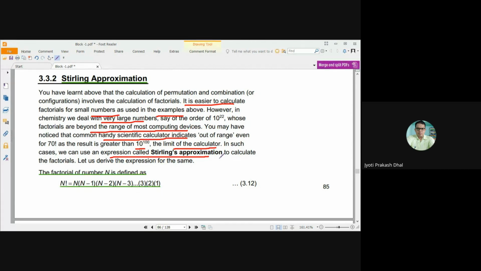In many scientific calculators, if you calculate more than 70 factorial, it will say out of range. Similarly, if you want to calculate 10 to the power 100, that will also show out of range. So for a large number of samples, we have to use Stirling's approximation, because in chemistry we deal with a very large number of atoms or molecules. Suppose 1 mole of atoms means Avogadro's number, that is 6.022 into 10 to the power 23. To calculate the factorial of such a large number, we can use an expression called Stirling's approximation.